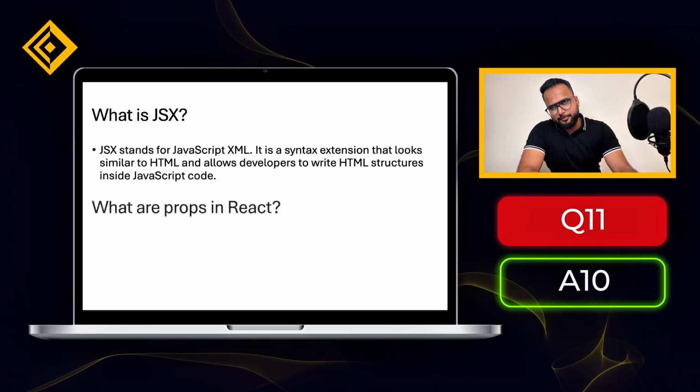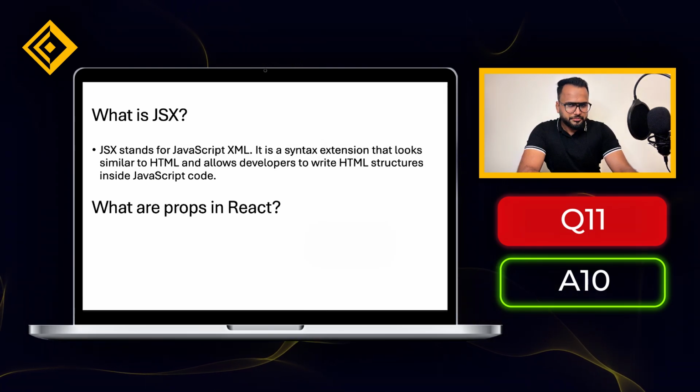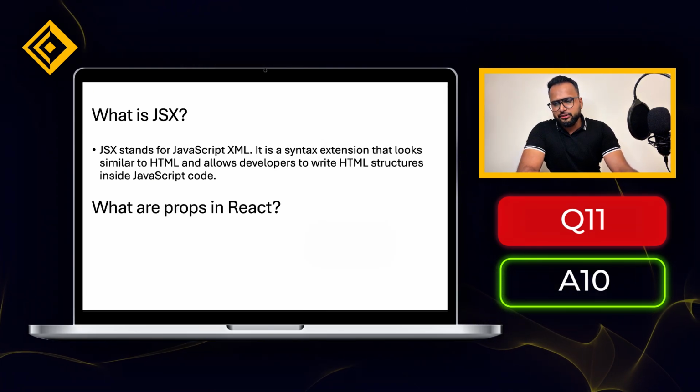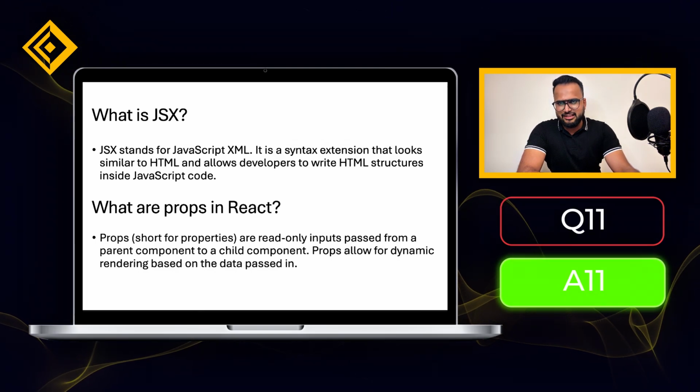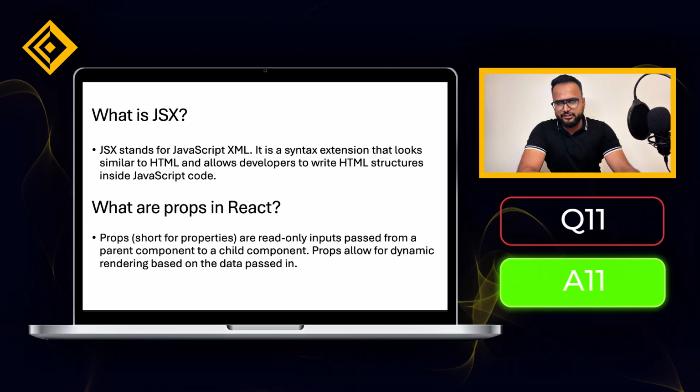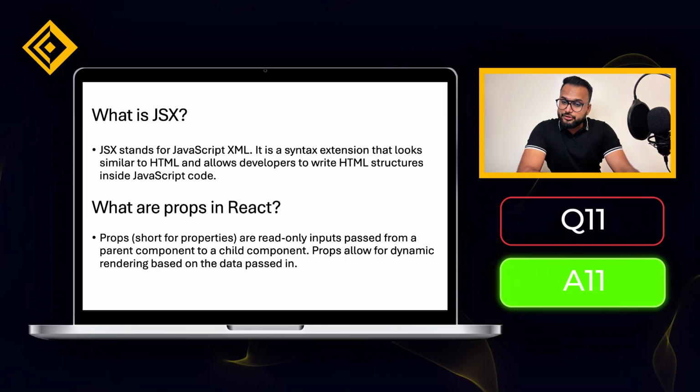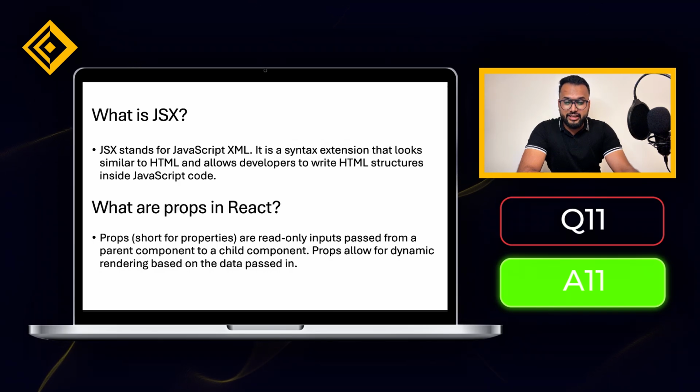Okay, what are props in React? Very basic question. You can pass data with the help of props. It's like an argument going inside the function or class. Props, short for properties, are read-only inputs passed from a parent component to a child component. Props allow for dynamic rendering based on the data passed.